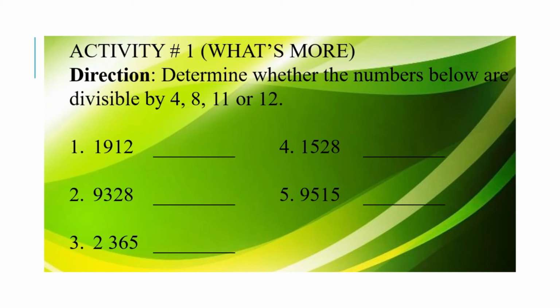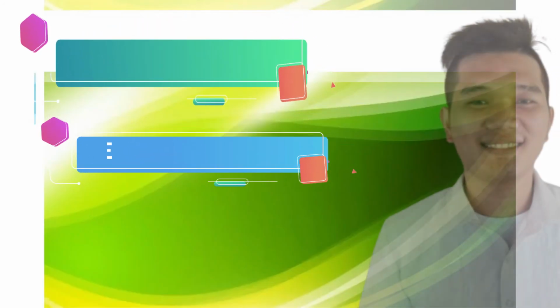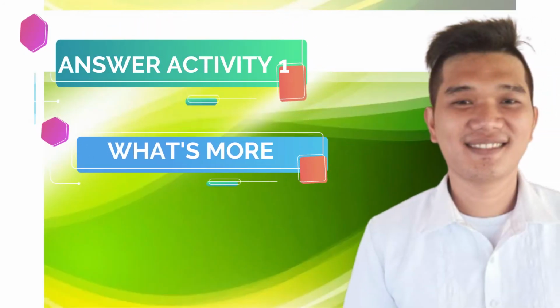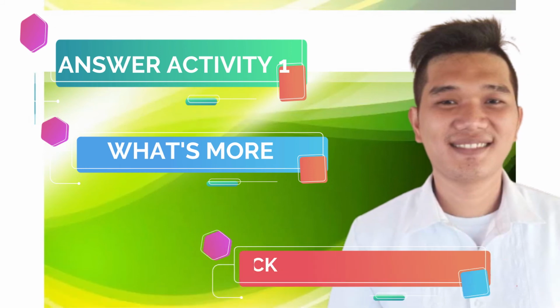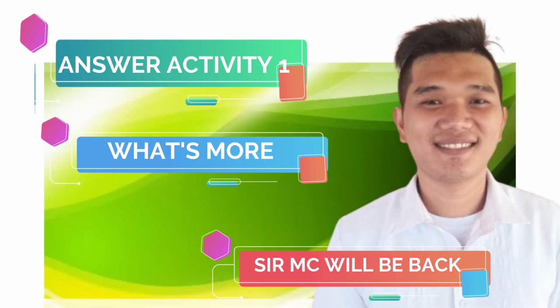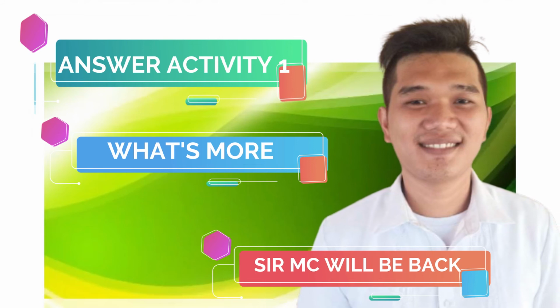Number 1, 1,912. Number 2, 9,328. Number 3, 2,365. Number 4, 1,528. And number 5, 9,515. Okay, go! Again, we will end this presentation for a while. Then, please answer the activity because we will check your work later.